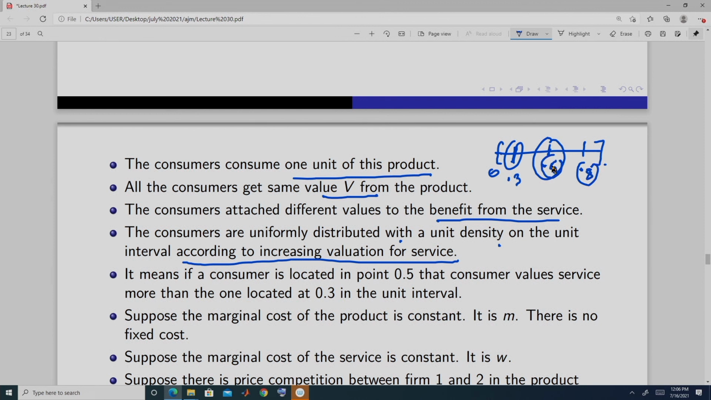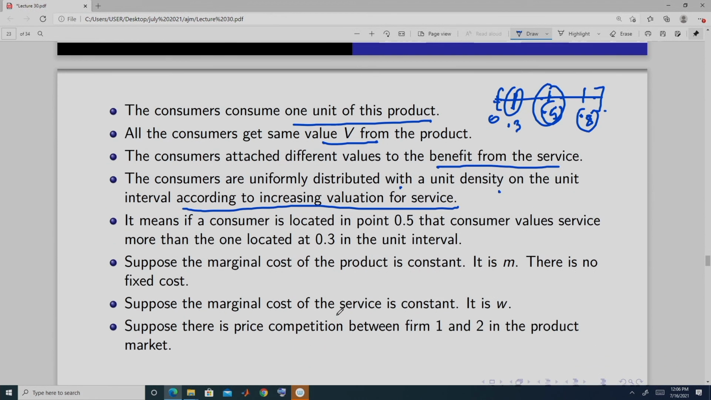Okay. So, this is how the consumers are located, and you can say that there is a continuum of consumers located in this unit interval. Each point or each dot represents one consumer. Okay. Now, suppose the marginal cost of this product is c, and there is no fixed cost, and suppose the marginal cost of the service is also constant, and it is this M.